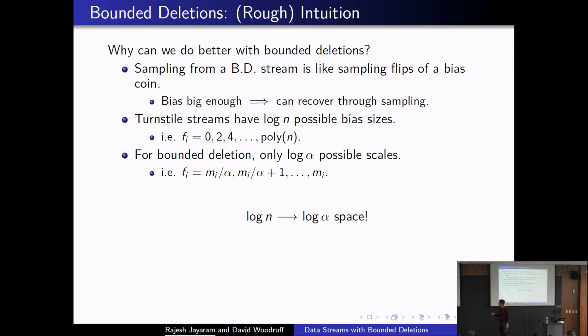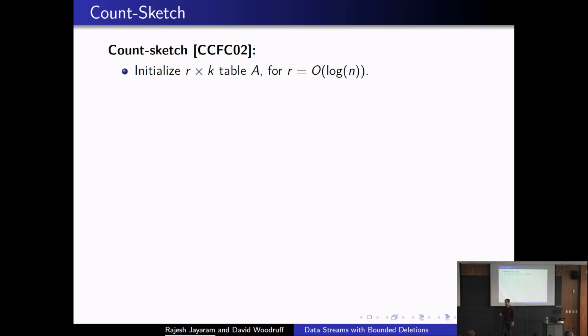Again, alpha is a multiplicative thing. So alpha equals 2 means I can insert 10,000 items and delete half of them, and then alpha is only equal to 2. So it's not like I can delete only 2 of them. So it's not unreasonable to think that alpha can be a constant, I suppose.